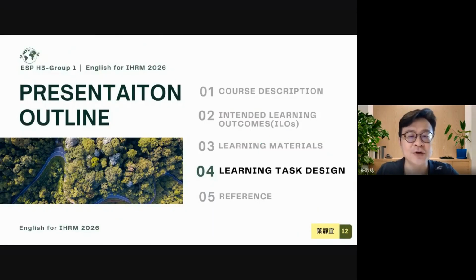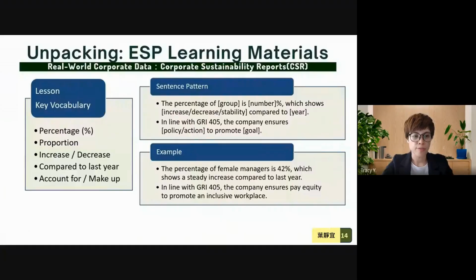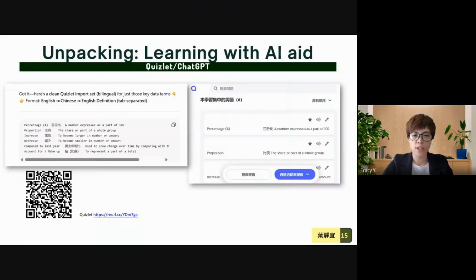Next, let's talk about learning task design. Our learning task is for students to describe the graphs and trends, from unpacking, describing graphs, charts, and CSR report, scaffolding using target vocabulary and sentence patterns, to repacking. In the unpacking stage, we'll show the 5 key vocabulary and sentence patterns for the lesson, along with example sentences. As we unpack using Quizlet and ChatGPT, we added practice so students can practice with the AI-generated vocabulary tool.